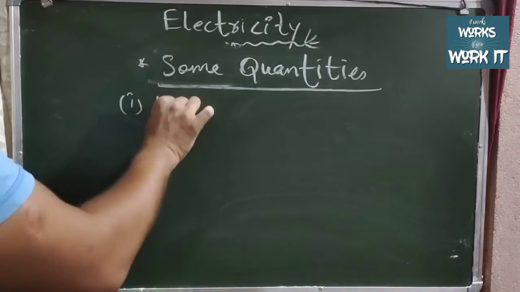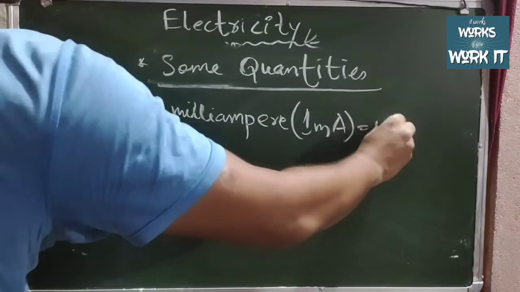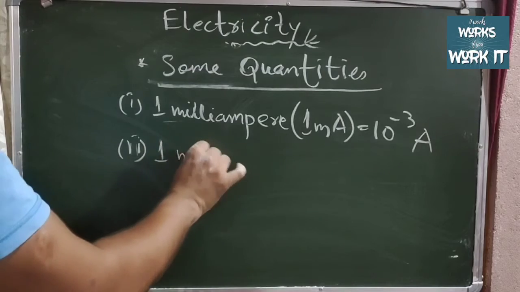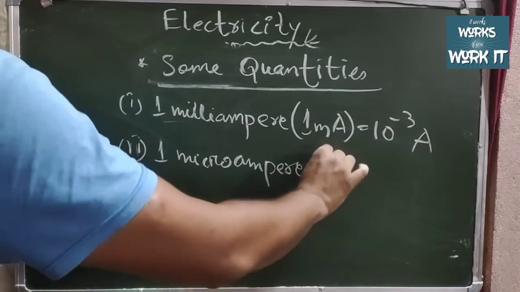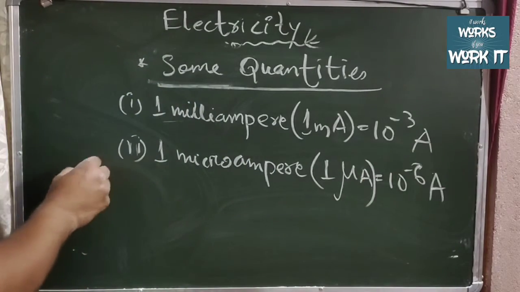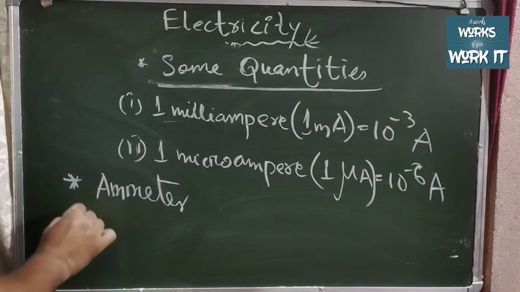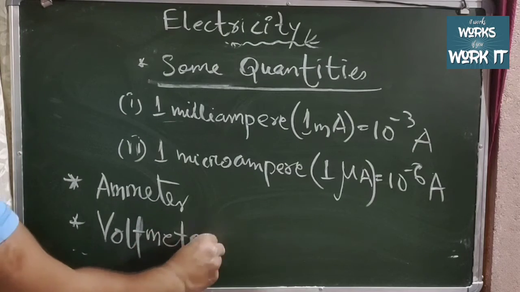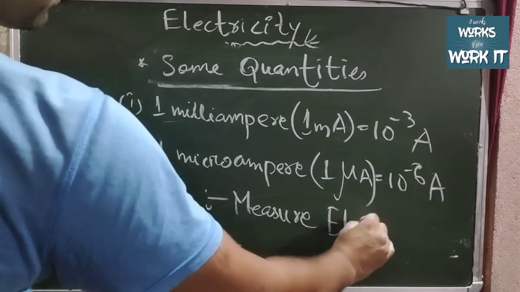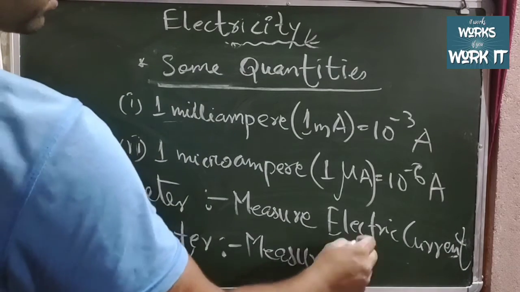Now we will see some quantities: 1 milliampere is 10 to the power minus 3 ampere, and 1 microampere is 10 to the power minus 6 ampere. Some words we get here are ammeter and voltmeter. The ammeter is used to measure electric current, and the voltmeter is used to measure potential difference.